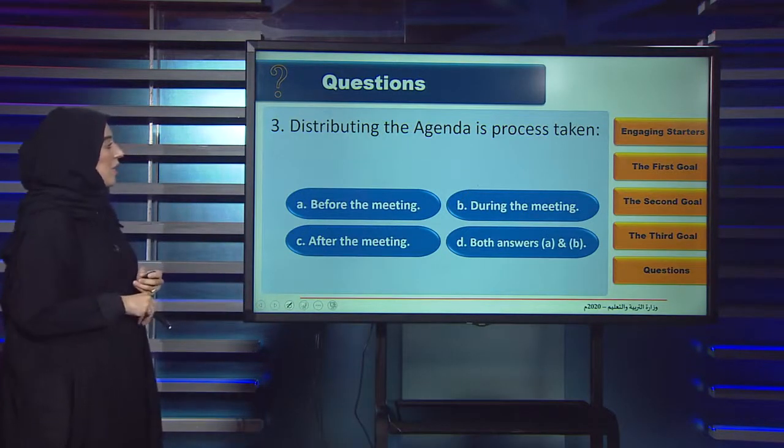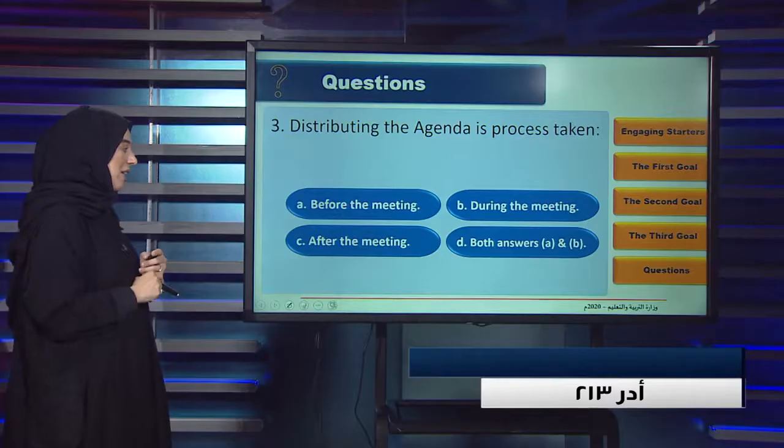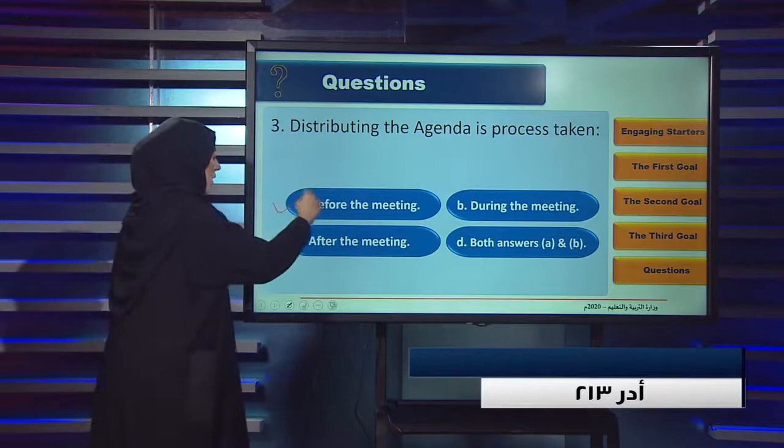Question 3. Distributing the agenda is a process taken A. Before the meeting. B. During the meeting. C. After the meeting. D. Both answers A and B. The answer is before the meeting.